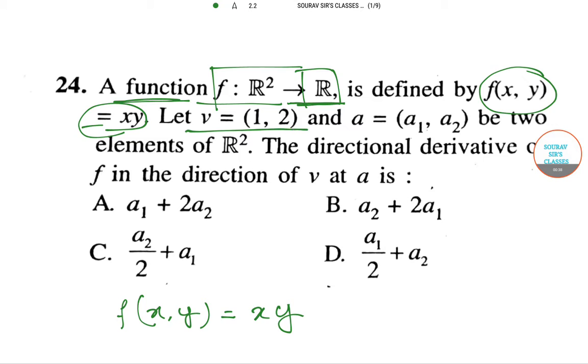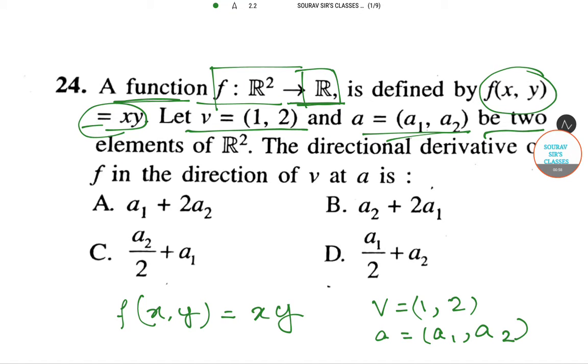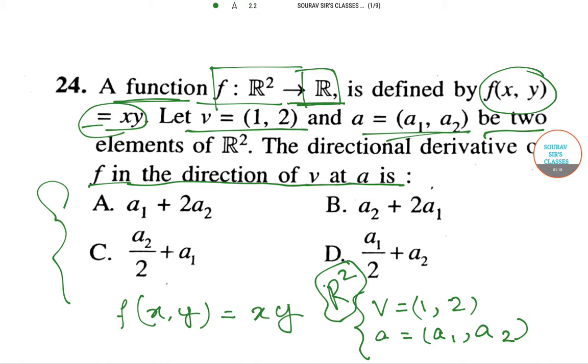Let v equals (1, 2) and a equals (a1, a2) be two elements of R square. Now the directional derivative of f in the direction of v at a is which of the following? That we have asked here.